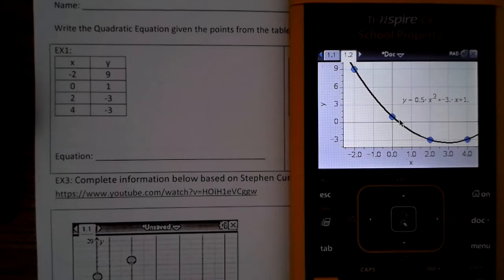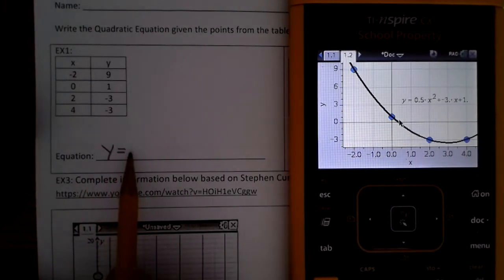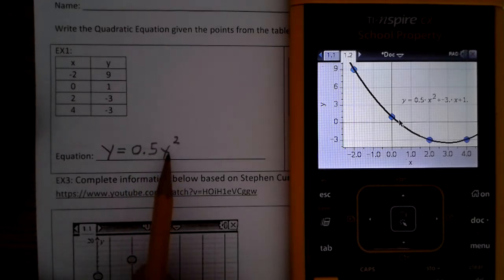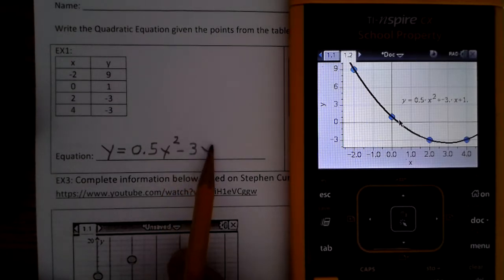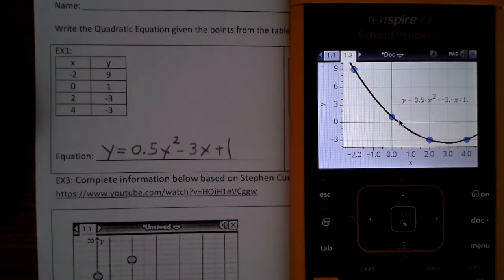All right, so we're going to write that down. So y equals 0.5x squared. Now it says plus -3, which is just a minus 3x plus 1. All right, so now what you might do is if you have an Inspire on you, try example 2. If not, just continue watching the video and just follow along as I do the steps.